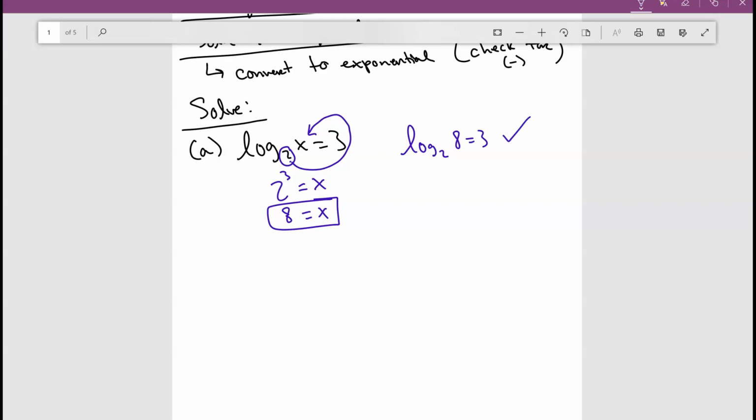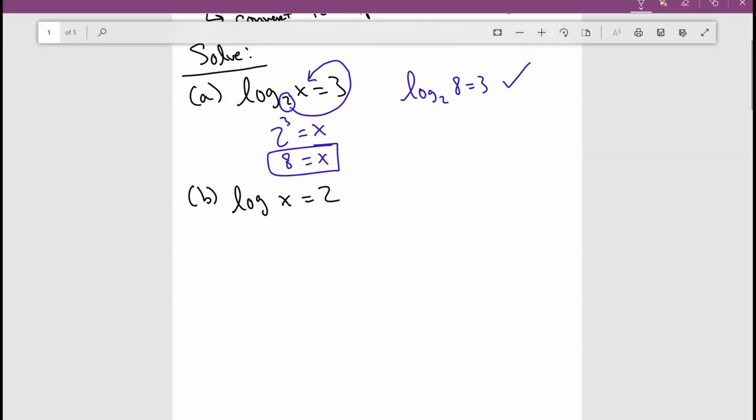Okay, let's do another one. Part B: log of x is equal to 2. Notice we don't have a base, but we know what the base is. If there's no base, that means it's base 10. So you have 10 to the second power is equal to x, so x is equal to 100. That is my answer. See, they're not too terrible.